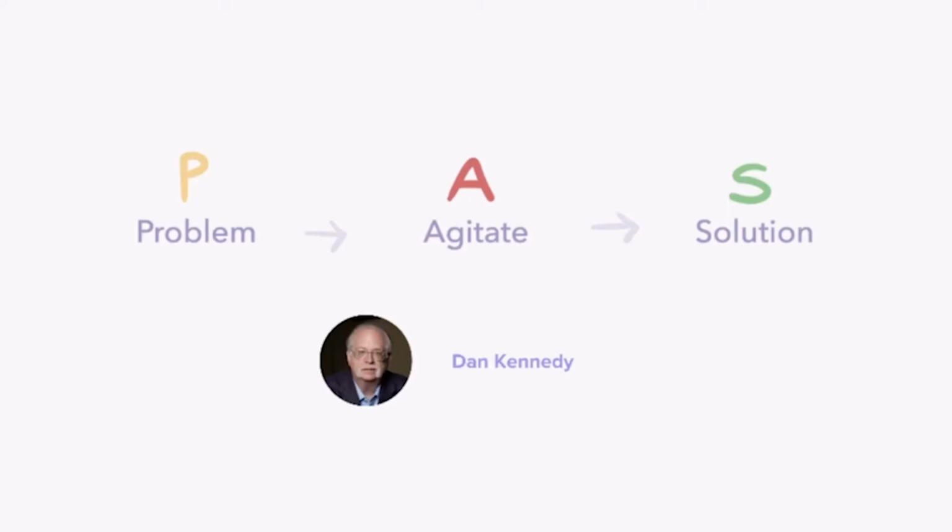Now, there are plenty of great copywriting formulas out there if you search on Google, but the one that we recommend is the simple and straightforward PAS formula by the legendary copywriter Dan Kennedy. PAS stands for Problem, Agitate, Solution. And to use it, you just write your sales page in the following order.